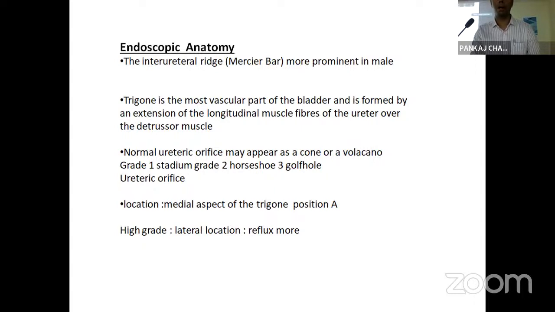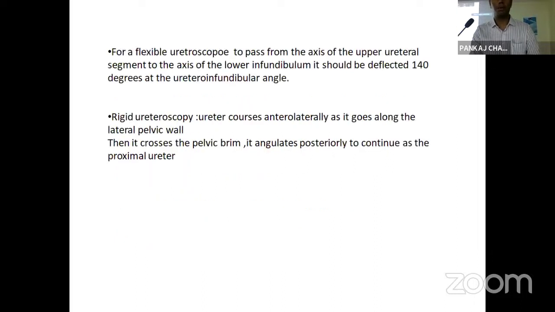Trigone is the most vascular part of the bladder and is formed by an extension of the longitudinal muscle fiber of the ureter over the detrusor muscle. Normal ureteric orifice may appear as a cone or a volcano. Grade 1 is called stadium, grade 2 horseshoe, and grade 3 is called golf hole ureteric orifice. Location of ureter is medial. This is the medial aspect of the trigone, which is called position A. The higher the grade and the more lateral the location, the more the reflux.